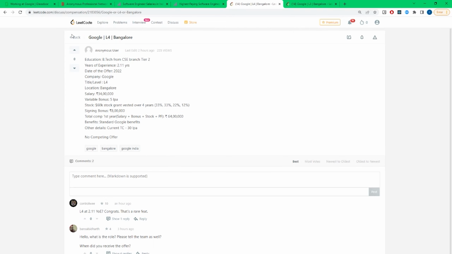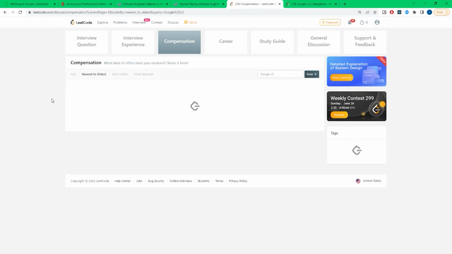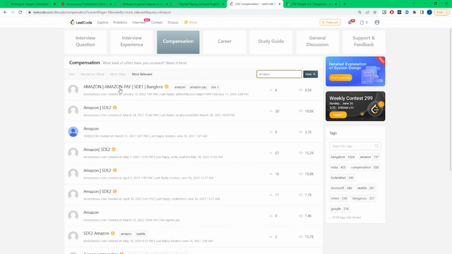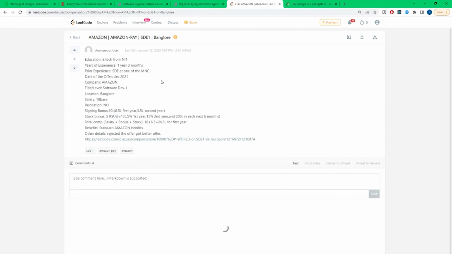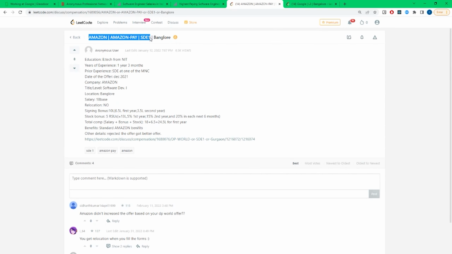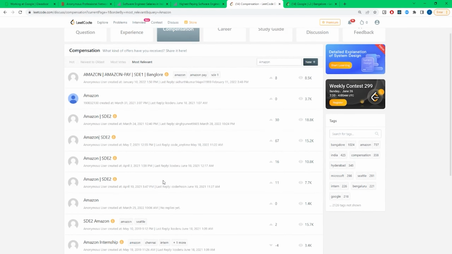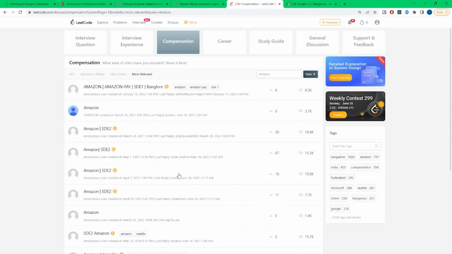But anyway, you can look at different posts as well. You can look at Amazon as well. Yeah. Mostly people will be anonymous. They don't really specify who they are. So you can see this guy got an offer from Amazon Pay SDE1, Bangalore location. You can see the total compensation is 24 lakhs for the first year. So this is also a really good data point that you can add for your research so that you can negotiate well.